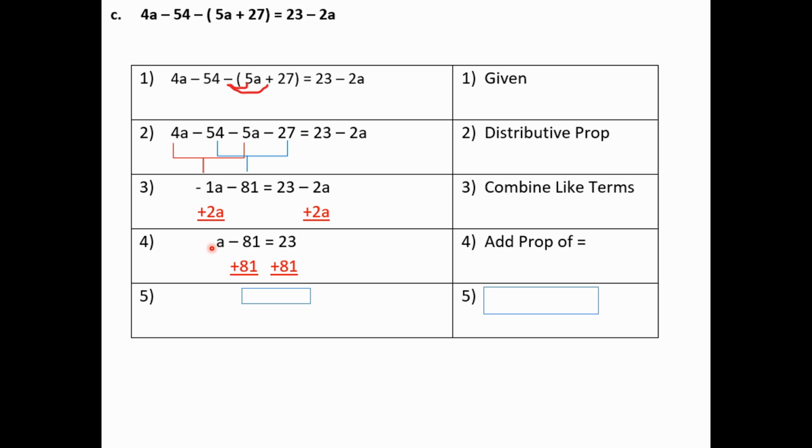And then finally, again, I want to get this a by itself. So I'm going to add 81 to get rid of this negative 81. Do it to both sides of the equation. I'm left with a is equal to the value of 104. And again, another example of where I've used the same property twice in a row. Since I added from here to get to number 4, I use that as my reasoning. And I added here in box 4 to get to box 5. And so my reasoning for how I got to box 5 is that addition property of equality.